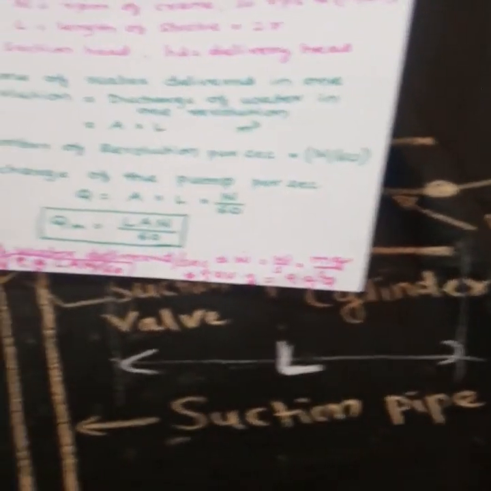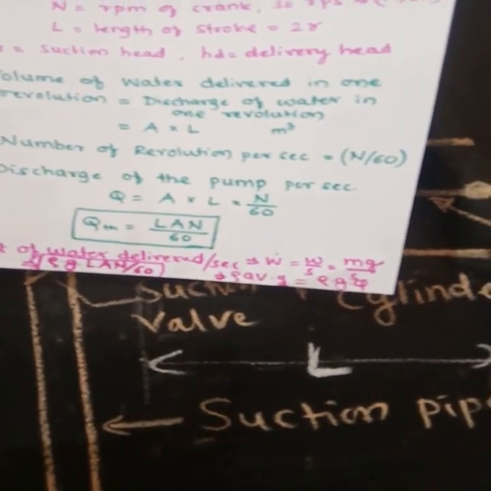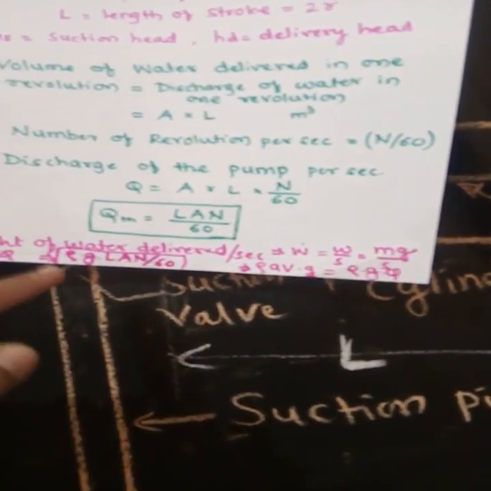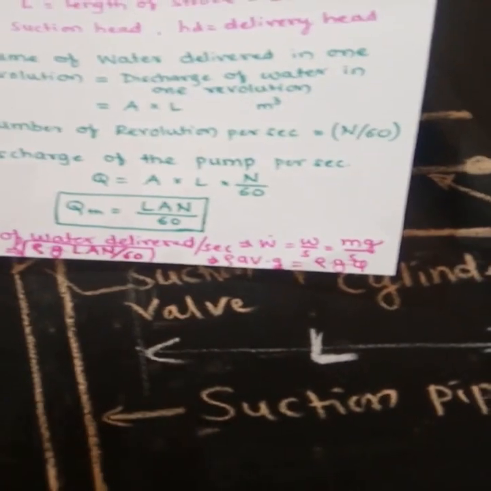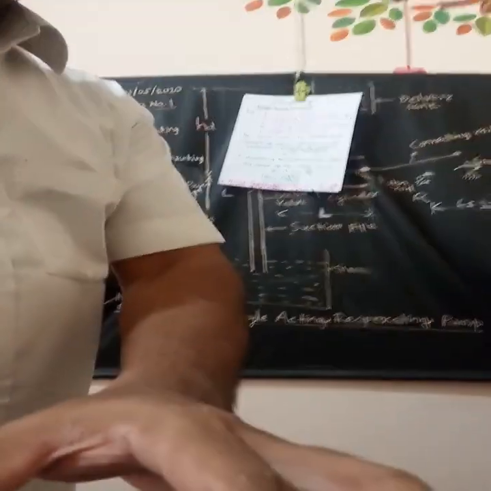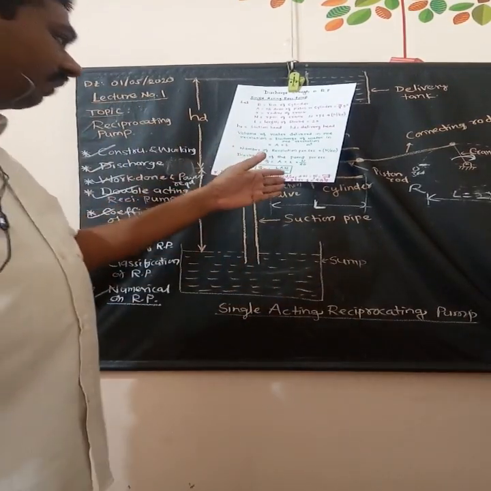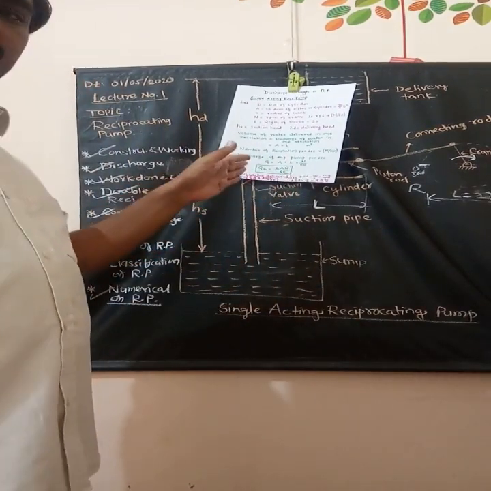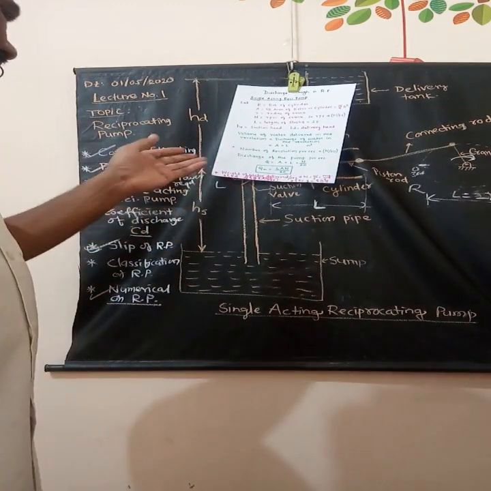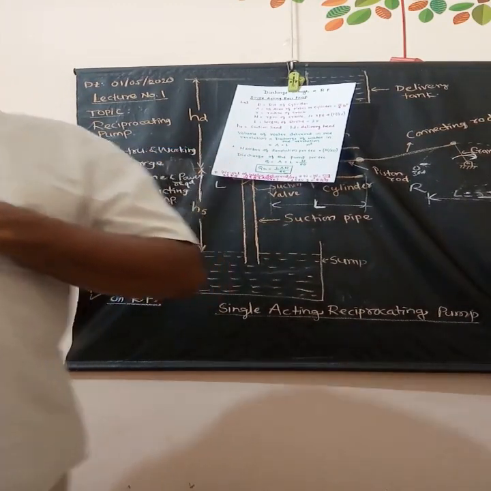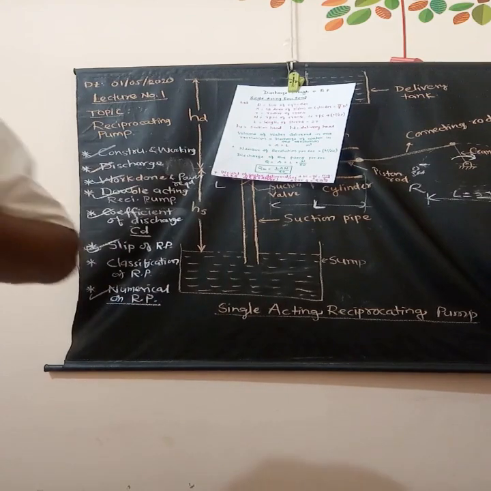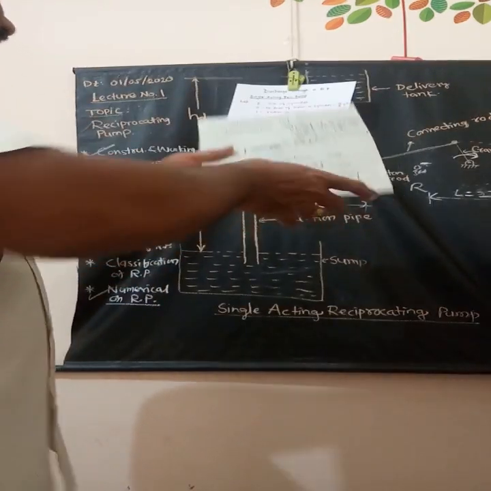So the final expression for the weight of water delivered per second is rho g L A N divided by 60. This is the expression for the weight of water that is going to be lifted, or delivered, per second: rho g L A N by 60. Now we will move towards the next topic, that is the work done by the reciprocating pump.